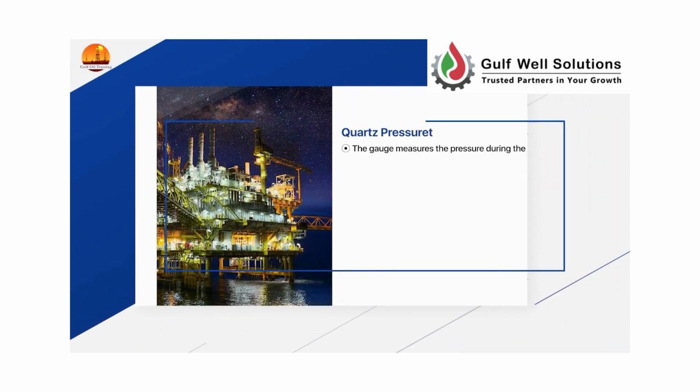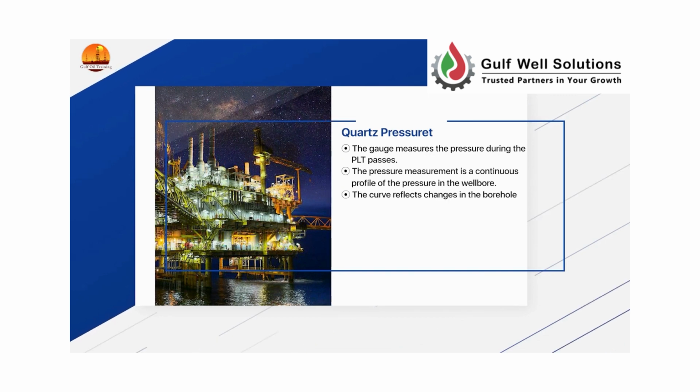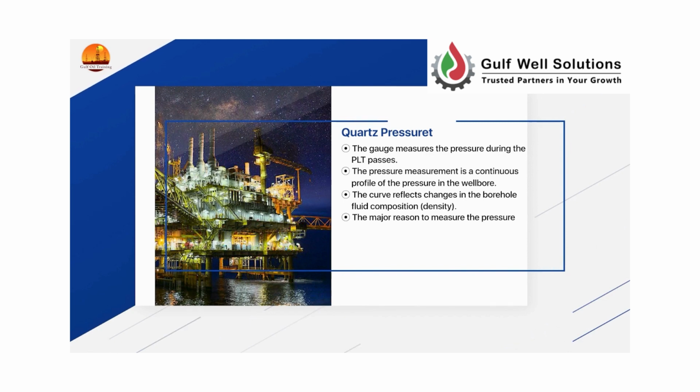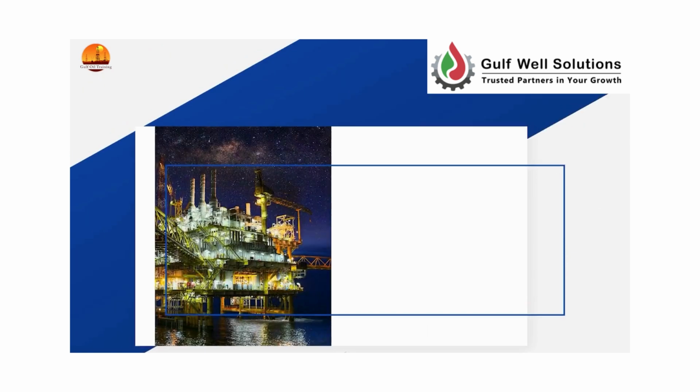Quartz pressure. The gauge measures the pressure during the PLT passes. The pressure measurement is a continuous profile of the pressure in the wellbore. The curve reflects changes in the borehole fluid composition, density. The major reason to measure the pressure is to be able to accurately predict the PVT properties of the fluids. It is possible to use the pressure as a density measurement. Derivative.